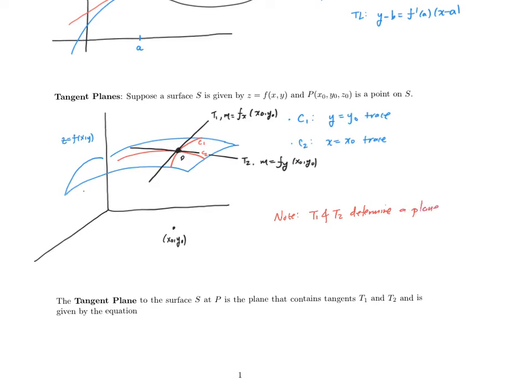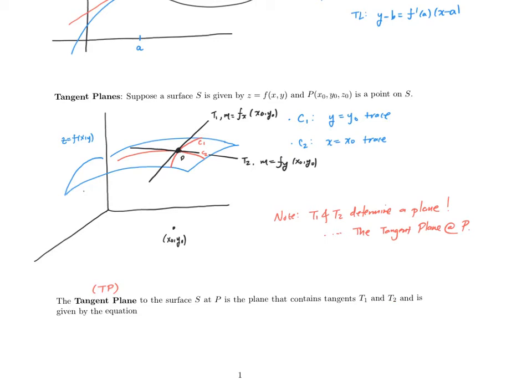I will not try to draw the plane in because I think it will complicate the picture more than is necessary. But the plane that they determine is the tangent plane at P. And this is exactly what we've defined at the bottom of the page. The tangent plane, which I will oftentimes abbreviate with a capital T, capital P, to the surface S at P is the plane that contains those tangents T1 and T2.